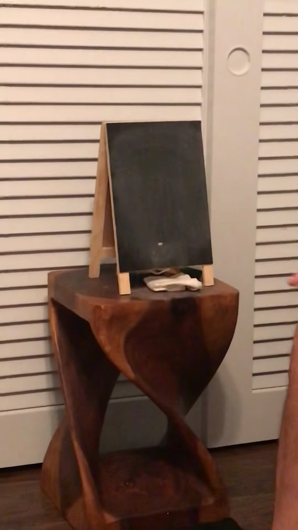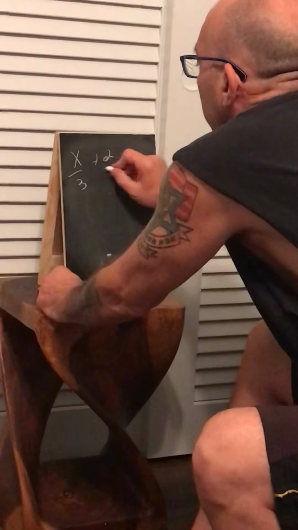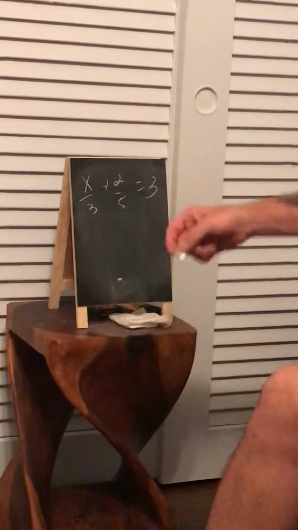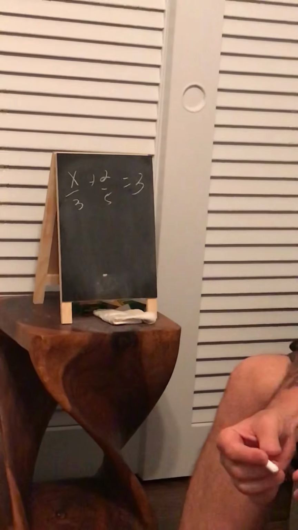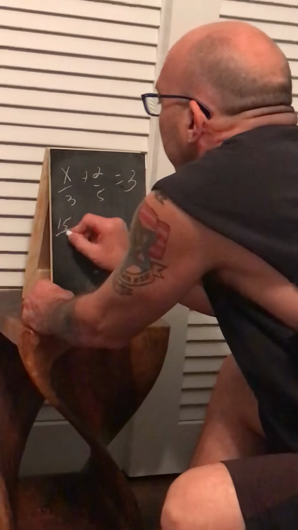When we have an equation, let me just check what that was. X over 3 plus 2/5 equals 3. Here, we're going to use the LCD to get rid of those fractions. We're going to crush the fractions. We don't like fractions. We're not going to change the denominators over here to 15 because that just makes it harder. What we're going to do, we're going to multiply everything by 15.